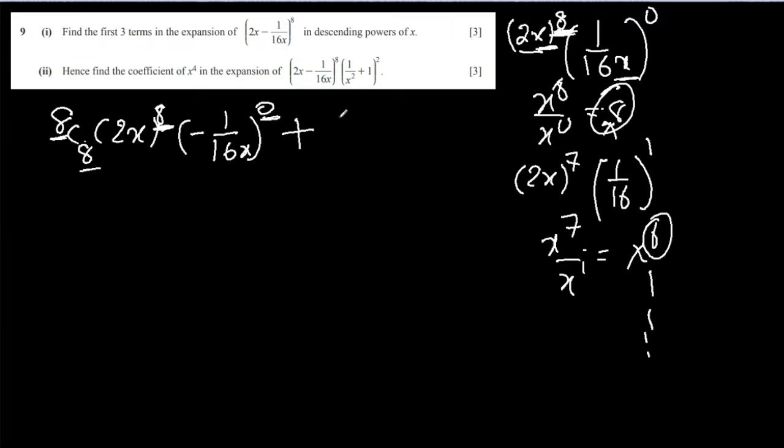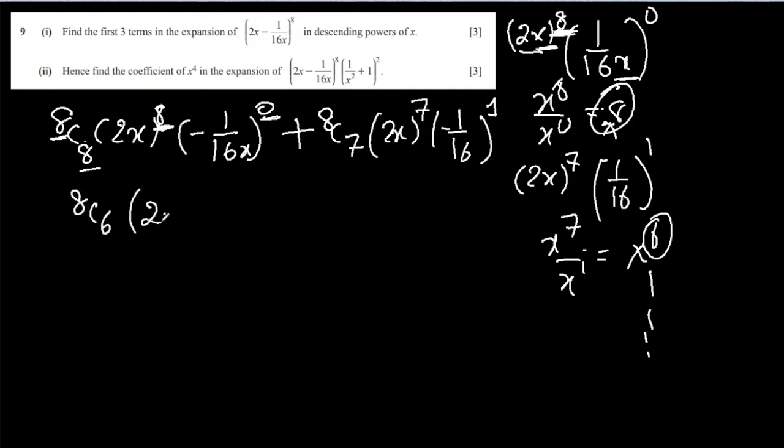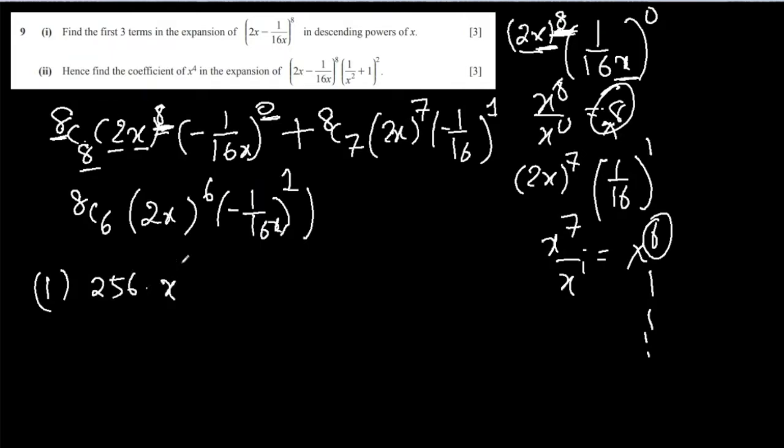So we'll go to the second term now. The second term will be 8c7, 2x to the power 7, and minus 1 over 16x to the power 1. Next, 8c6, 2x to the power 6, minus 1 over 16x to the power 2, and that's it. Okay, so let's say 8c8 will be 1 and 2x to the power 8. 2 to the power 8 should be 256, so 256 x to the power 8.